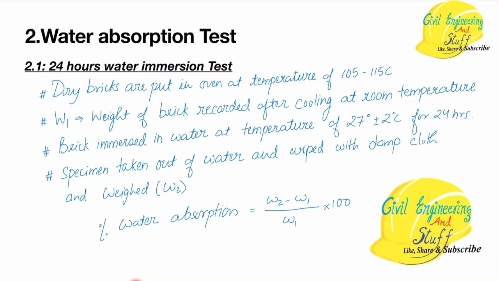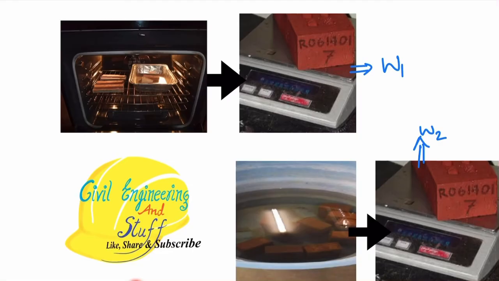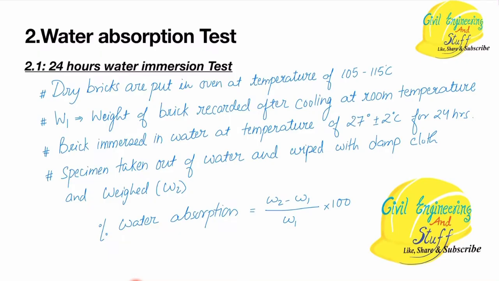Then we have the water absorption test for the brick. In the water absorption test, first of all, we oven dry the brick samples. Then we take the initial weight of the brick sample, W1. Once the initial weight is taken, the bricks are submerged in water for 24 hours, and after that, the bricks are again weighed, and then the amount of water absorbed is measured. After being submerged in water, the weight is W2. W2 minus W1 divided by W1 into 100 will give the percentage water absorption for the brick.